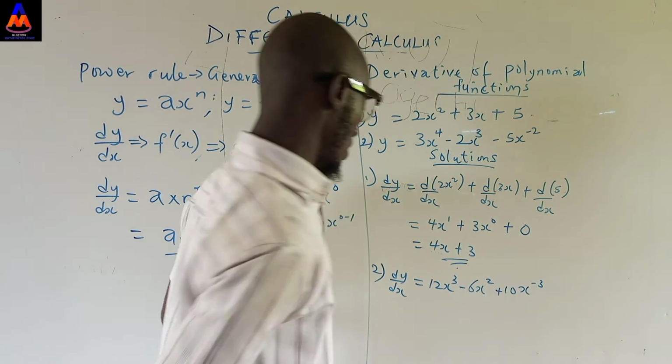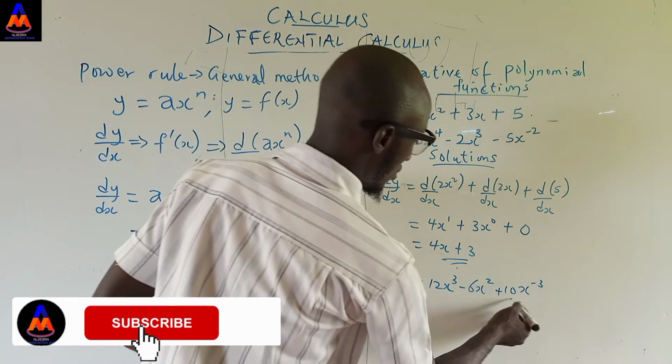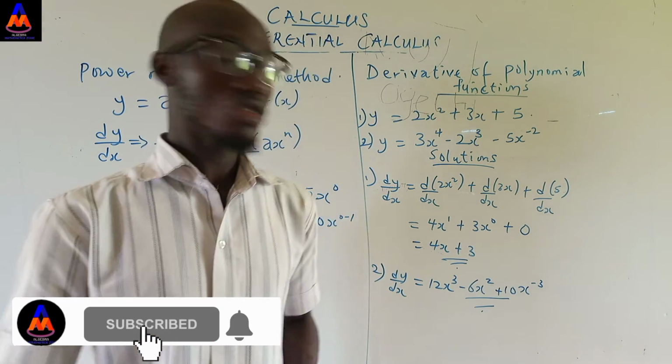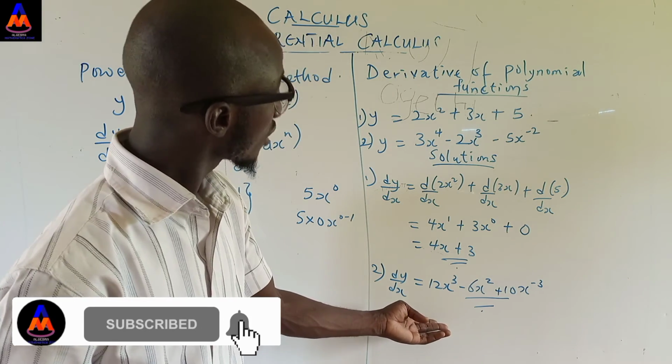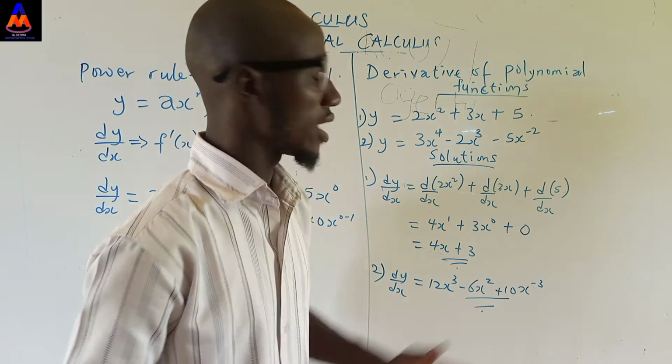that's minus 3. Any other thing to be done? No, and that's all. You differentiated it. And that's what you get for this second one. Looking at it again to confirm, and that's what we get.